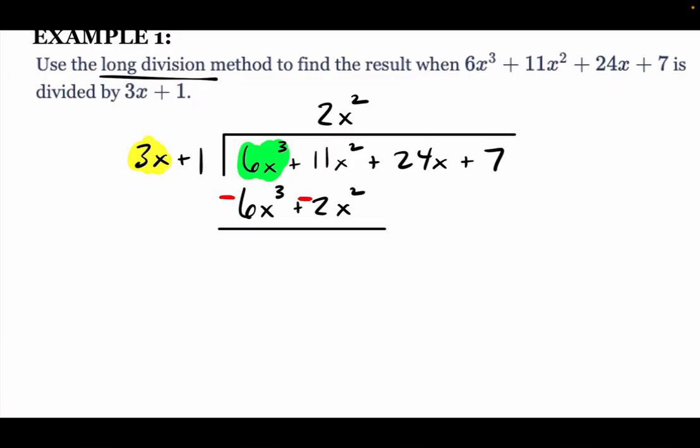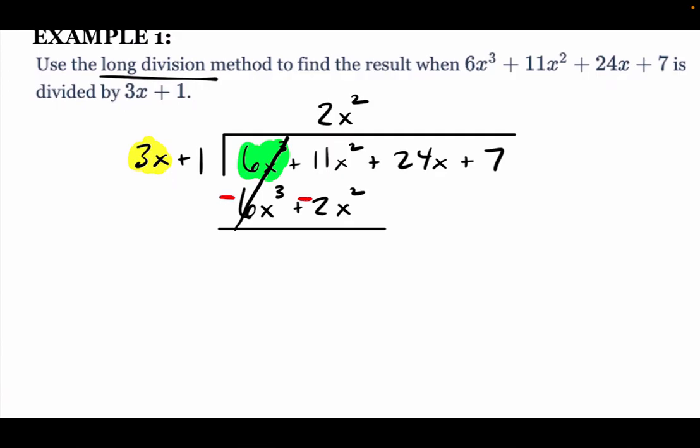Okay? This is the part right here where it trips most people up. When I'm helping someone and they are making mistakes, this is usually where their mistakes are made. They forget to change the sign. Okay? So 6x cubed minus 6x cubed, 0, because they match. So we can cross these guys out.